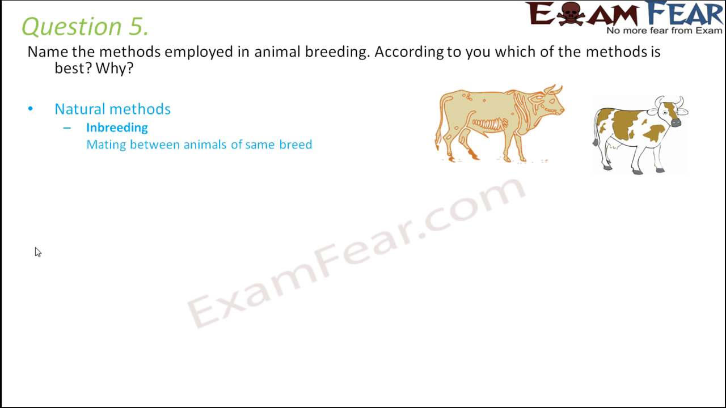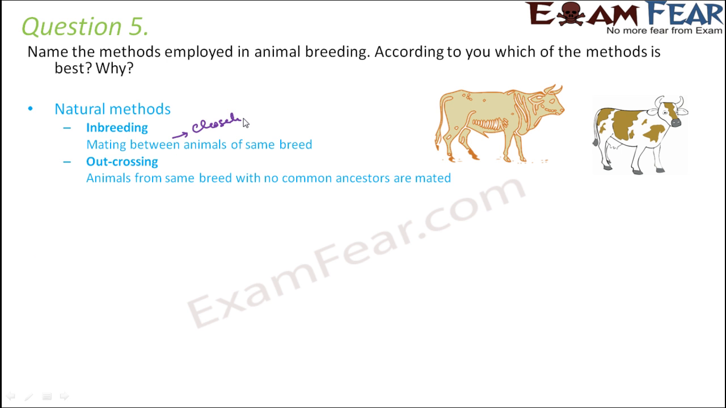In natural methods also there are various types of breeding, like inbreeding, where animals belonging to the same breed are mated. You have outcrossing, where animals from the same breed but with no common ancestors, that means unrelated animals, are mated. So in inbreeding, closely related animals are mated. That means these animals share common ancestors at least in the last 5 to 6 generations. Whereas in outcrossing, they do not have any common ancestors, so they are not related.